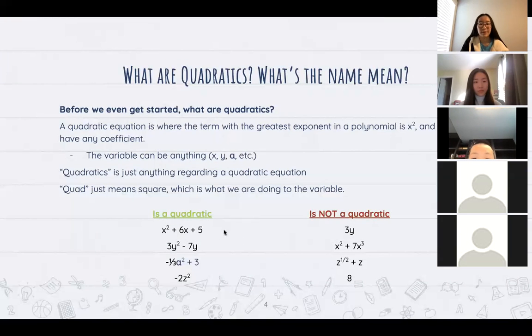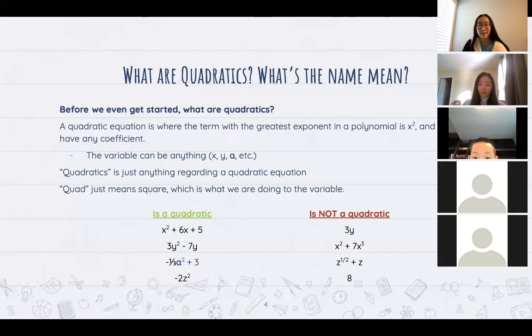So here you can see some examples. In the quadratic list, you can see that all of them, the biggest exponent is 2. Like 3y squared minus 7y, the biggest exponent is a 2. That's also called the degree of the expression. So the degree is whatever the biggest exponent is, and if it's a quadratic equation, the biggest exponent will be 2.